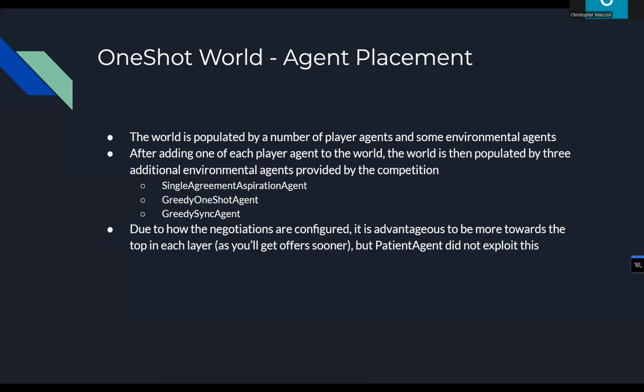Due to how negotiations are configured, it's actually better to be on the top of a layer than the bottom, because you get the offers first. But this wasn't used in PatientAgent or anywhere in the agent design.